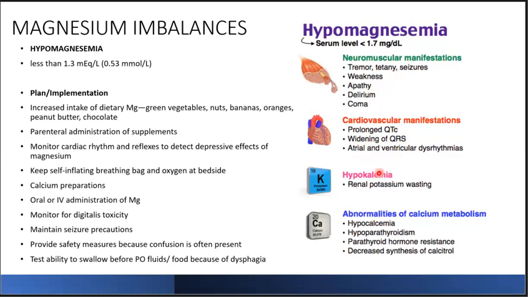In terms of our plan for this client, we want to increase intake of dietary magnesium to replace the loss. So we need to give this client green vegetables, nuts, bananas, oranges, peanut butter, even chocolate to increase his magnesium level. We could also give parenteral administrations of supplements like magnesium sulfate. We'll need to monitor cardiac rhythm. Remember, we said we have some cardiovascular manifestations, so you need to monitor his cardiac rhythm and also his reflexes to detect the depressive effects of this low level of magnesium.